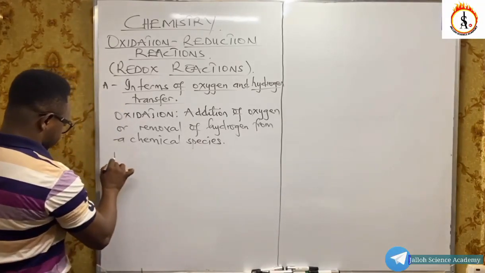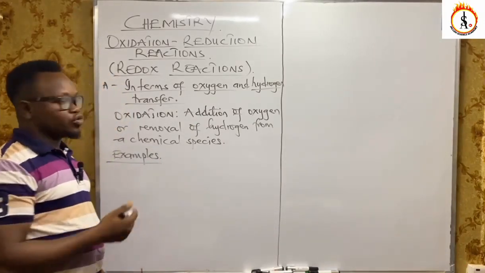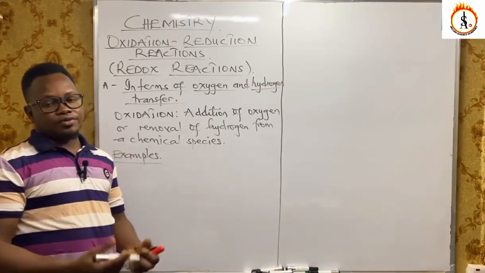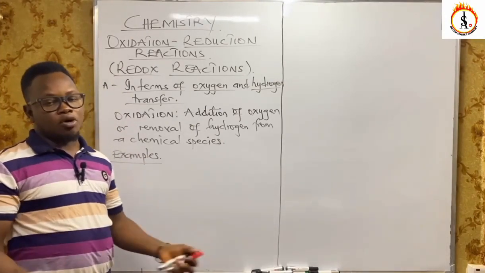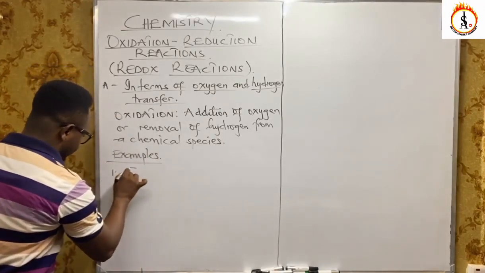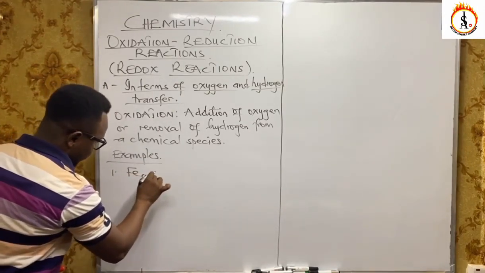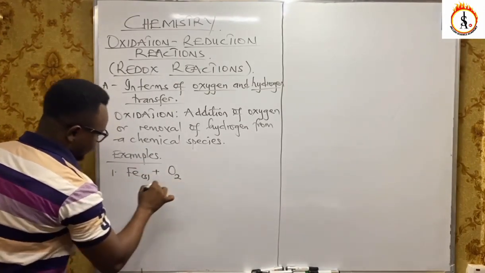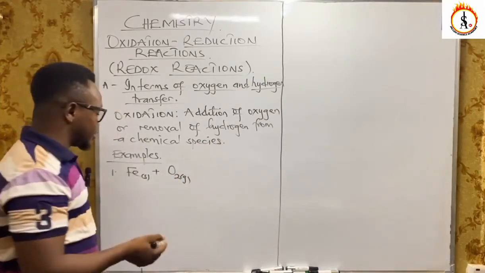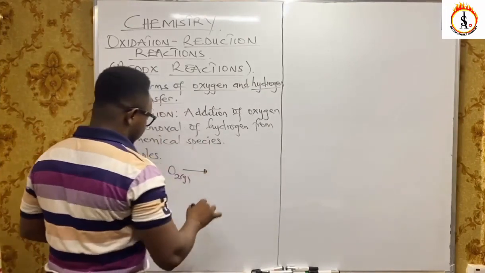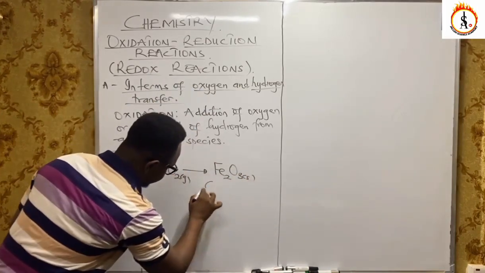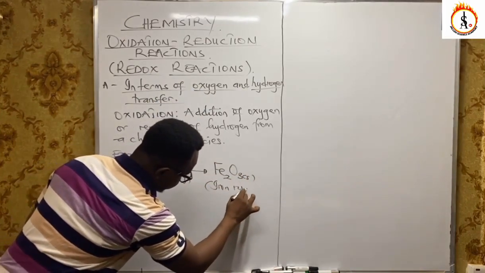Let's look at an example here. Say, for example, we want to look at the addition of oxygen, in the situation of the rusting of iron or the burning of carbon in the presence of oxygen. So, rusting of iron: Fe, solid, reacts with oxygen, gaseous, in the presence of moisture, and it is going to form Fe2O3. This is known as iron rust.